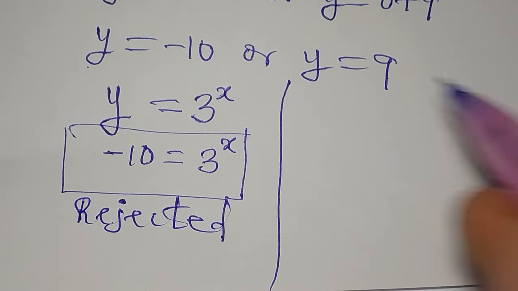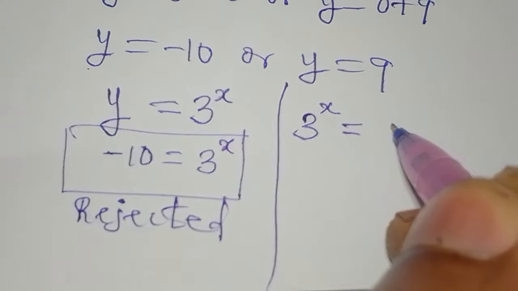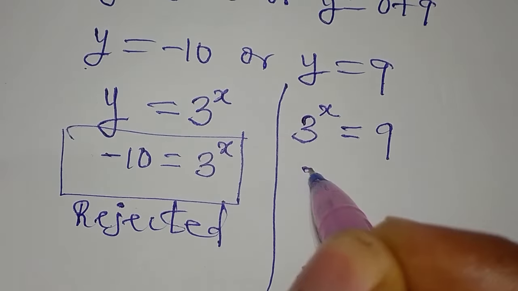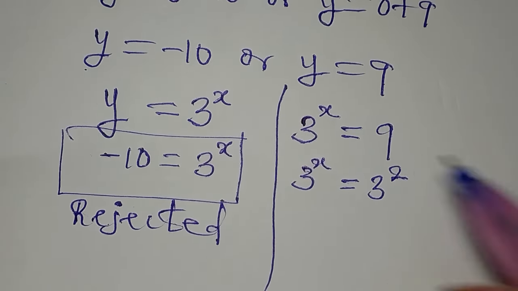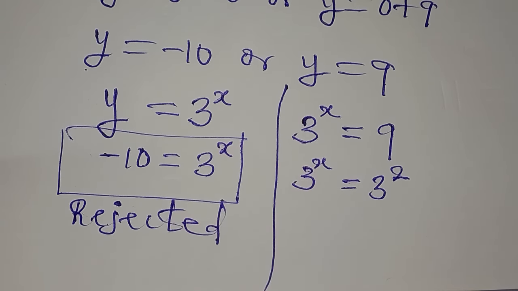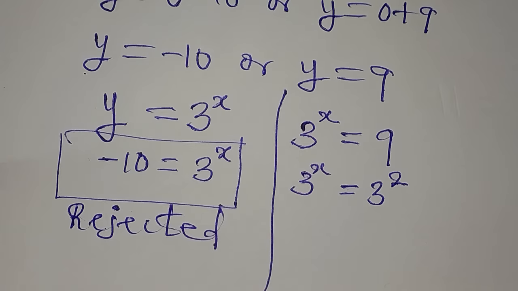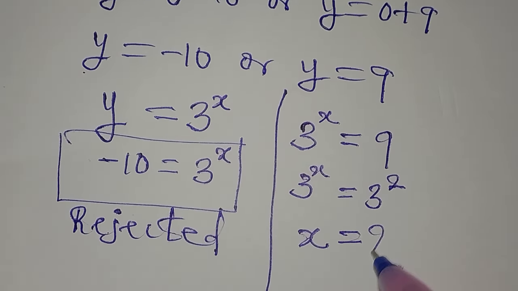Y equals 9. Remember we said y is 3 to the power of x, and is now equal to 9. Now this is 3 to the power of x equal to 3 to the power of 2, because 9 is 3 squared. And if we have the same base, then we can equate the powers. So our x is definitely 2.